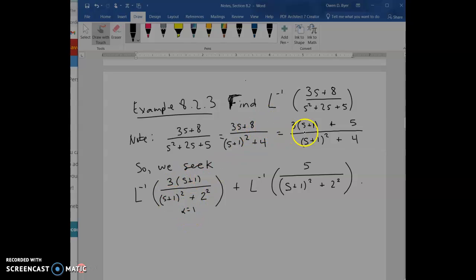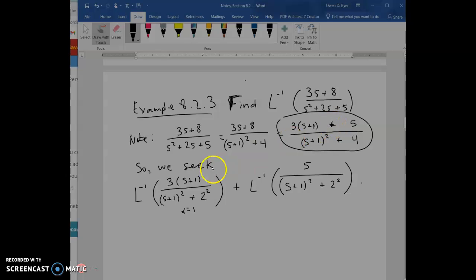So that 3s plus 8 I broke up as 3 times s plus 1, which is 3s plus 3, plus 5. Then using our linearity property for taking the inverse Laplace transform of this entire piece, I can break it up into two parts by separating the numerator. On the left, we have the 3 times s plus 1, and on the right, we just have a 5. And now we would need to look up each of these two in the table.